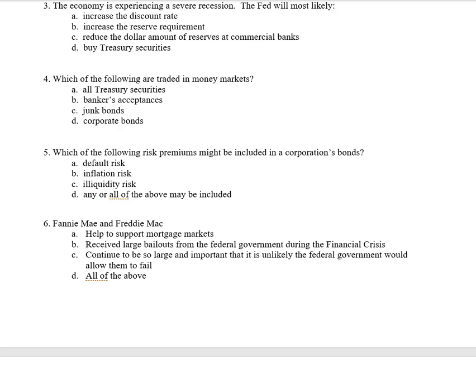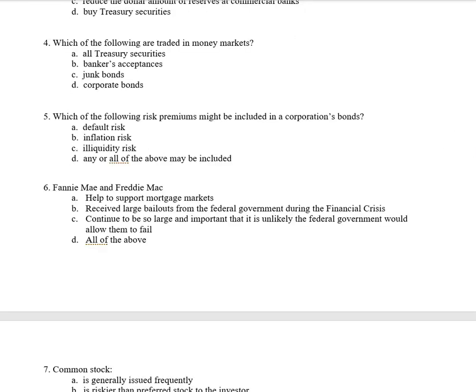Number 5, which of the following risk premiums might be included in a corporation's bonds? Default risk, yes. Inflation risk, yes. Illiquidity risk, yes. So the correct answer is D. Any or all of the above may be included. So the best answer is D. You should have got partial credit if you picked one of the other 3. If you didn't, maybe you can contact me. I'm hoping I graded it that way.